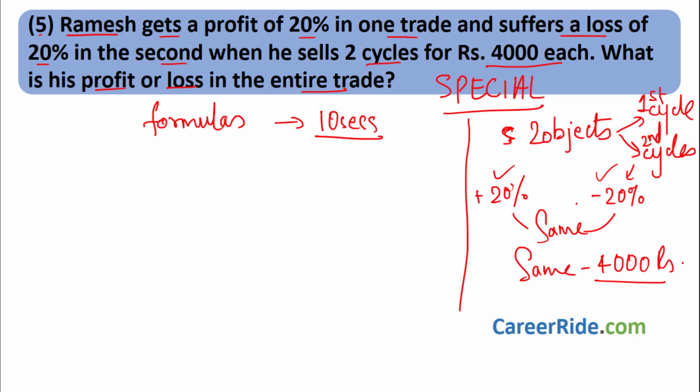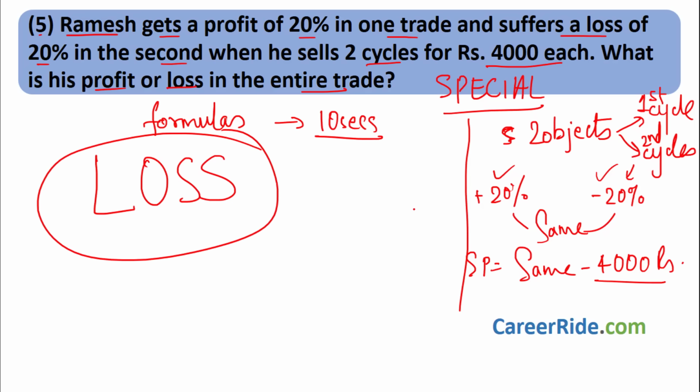When such is the case, where the selling price is same, where the profit and loss percent is same, what you should do? Always remember, the person will always suffer a loss. He or she will never get profit. Whenever the person does 2 trades, any 2 trades, and in the first trade he gets a profit of some percentage, and the same percentage loss the person gets in the second trade, and the selling price for both the objects is same, then the person will always suffer a loss.